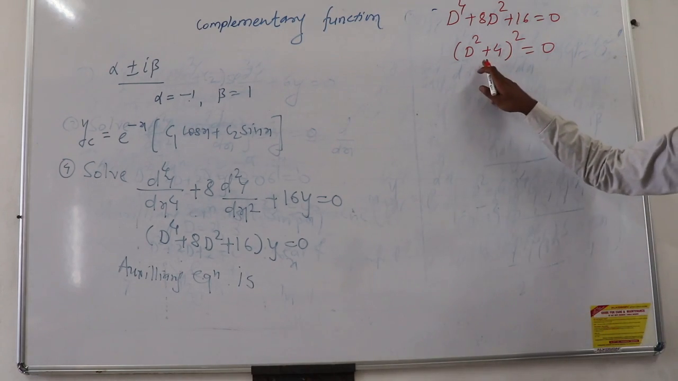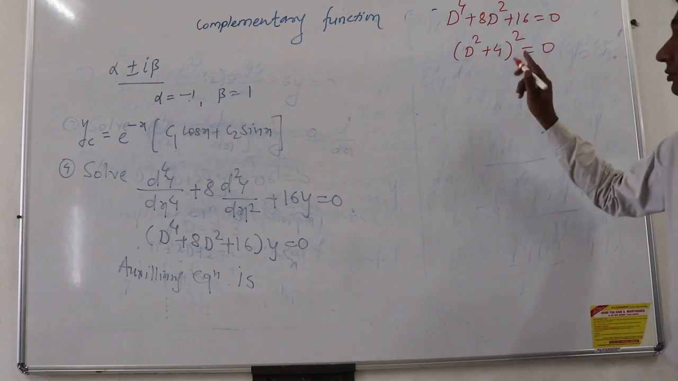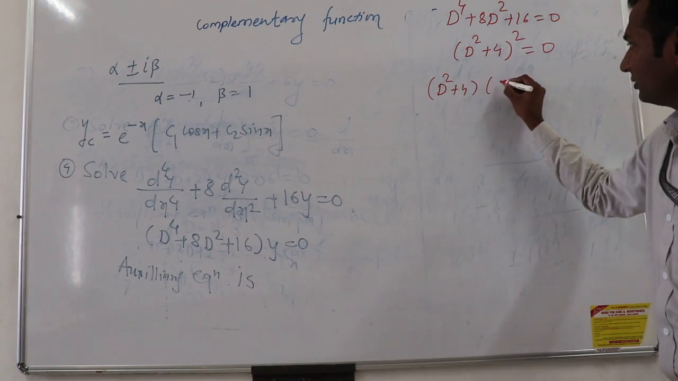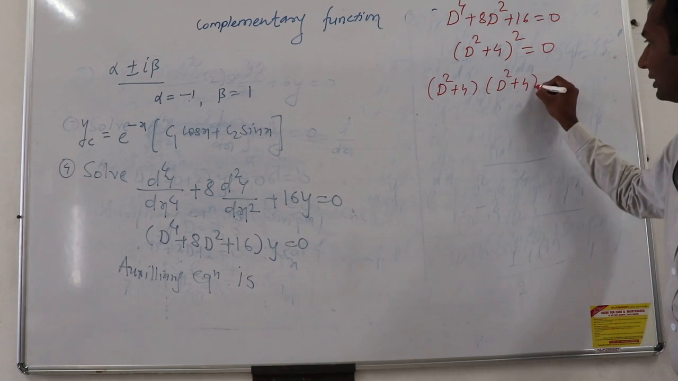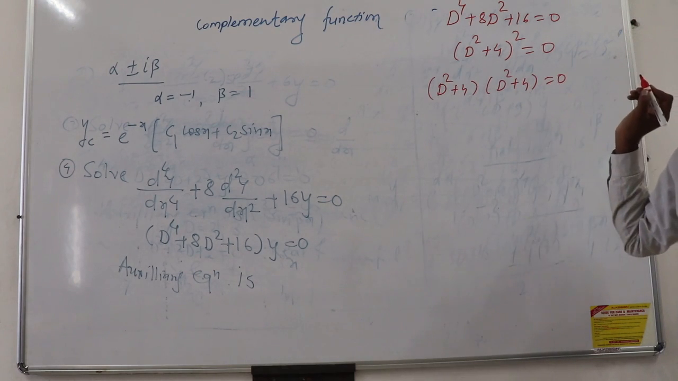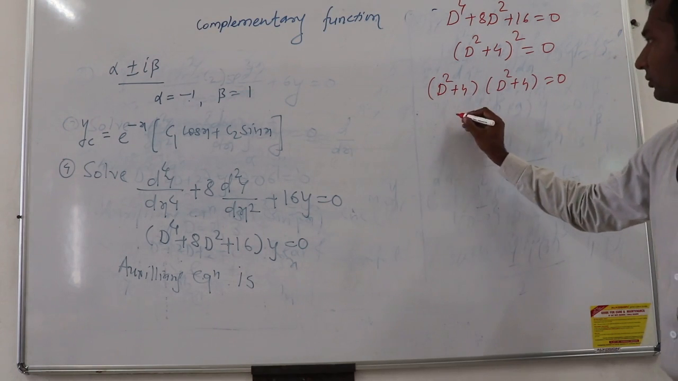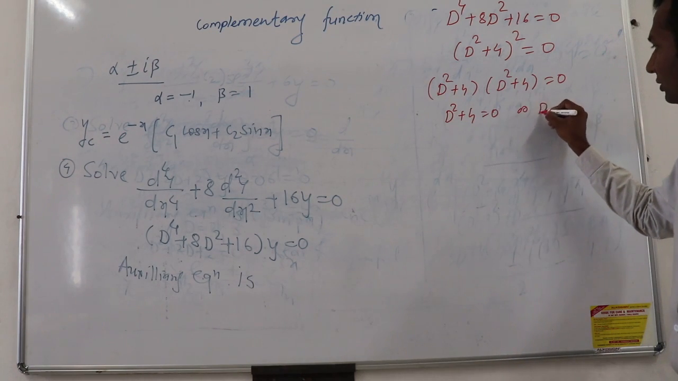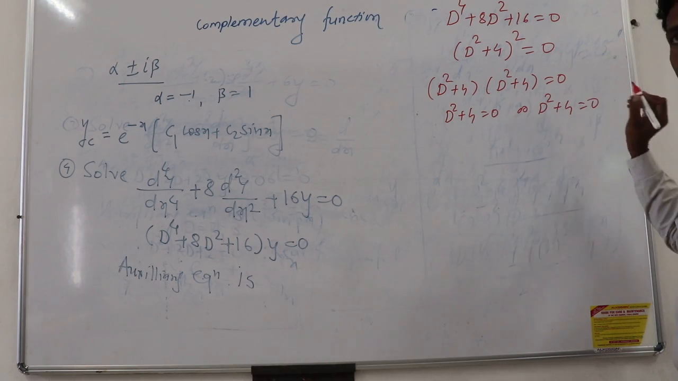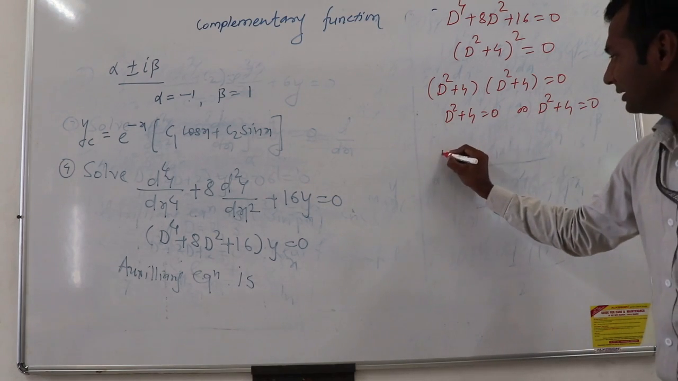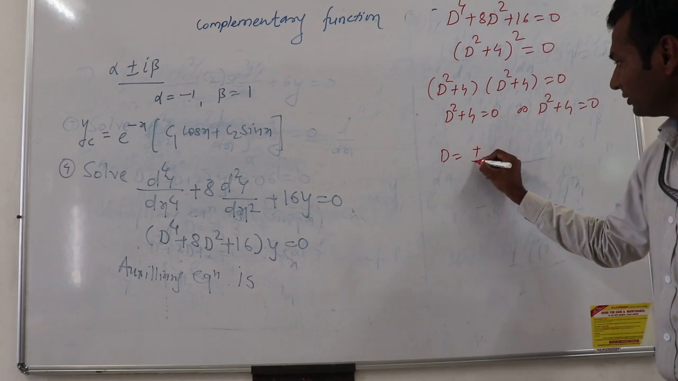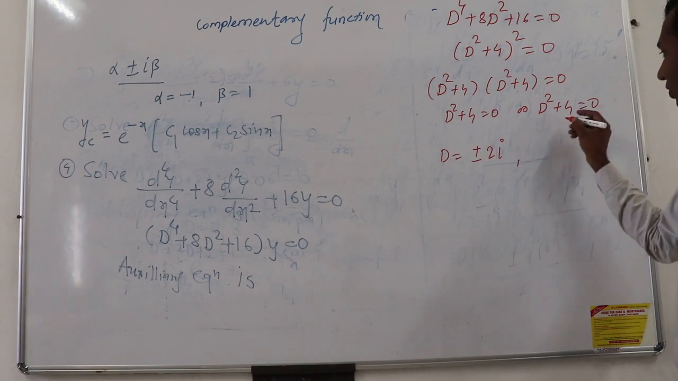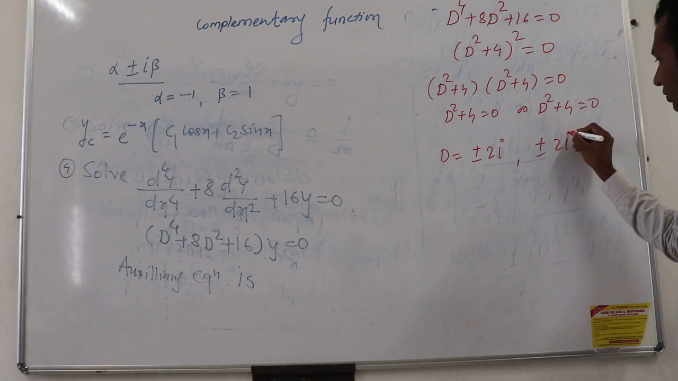Then you know that the roots of d square plus 4. So d square plus 4, I first write it as d square plus 4 is equal to 0, or d square plus 4 is equal to 0. Then roots are d is equal to plus minus 2i. For this, again plus minus 2i.